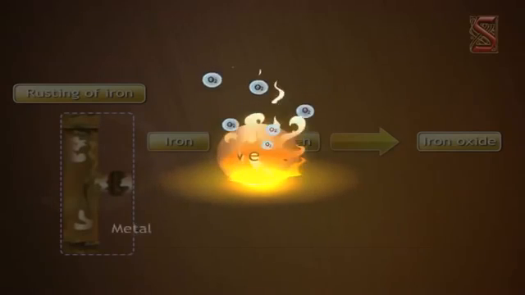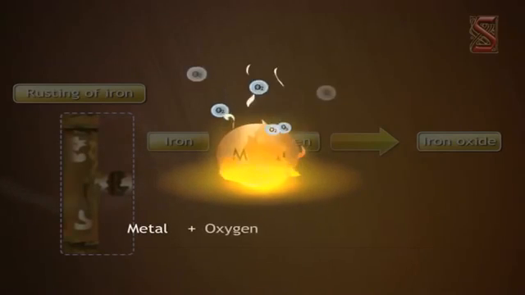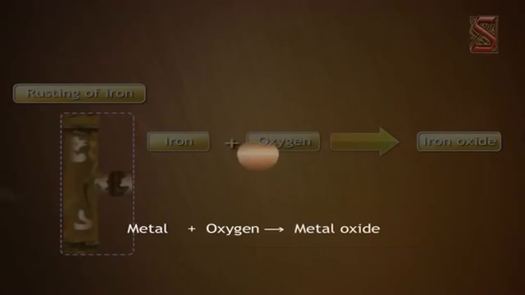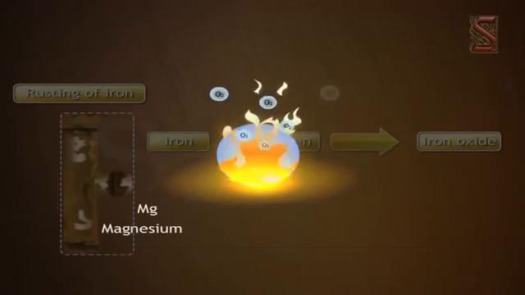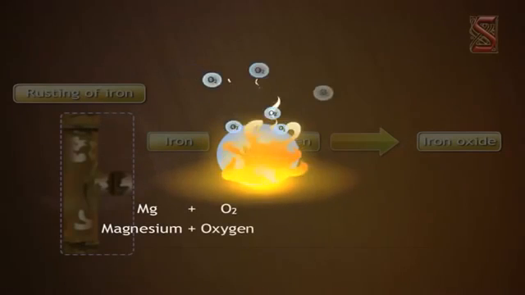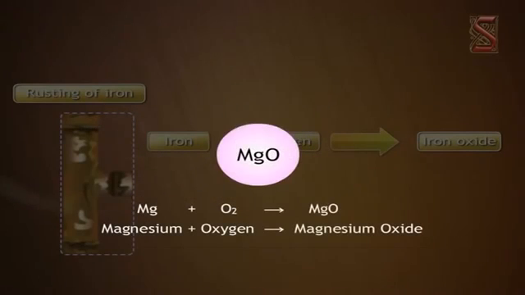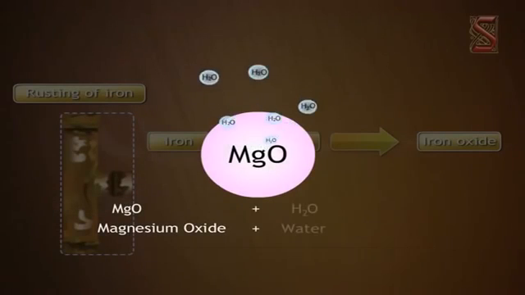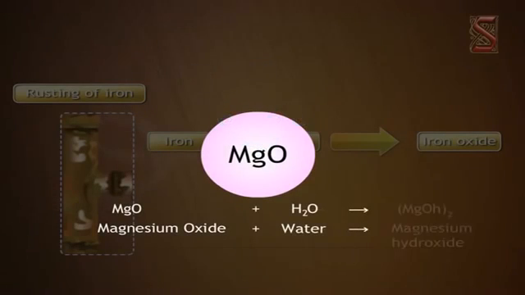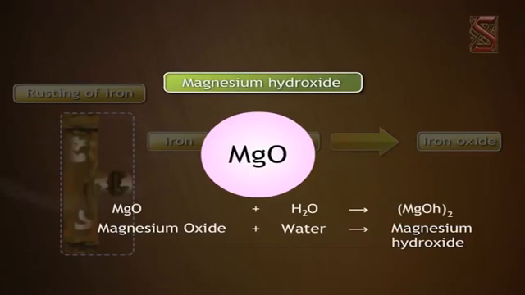Metals burn in the presence of oxygen to form metal oxides, which are basic in nature. For example, if you burn a strip of magnesium, magnesium will burn in oxygen to form magnesium oxide. Magnesium oxide dissolves in water to form magnesium hydroxide, which is basic in nature.